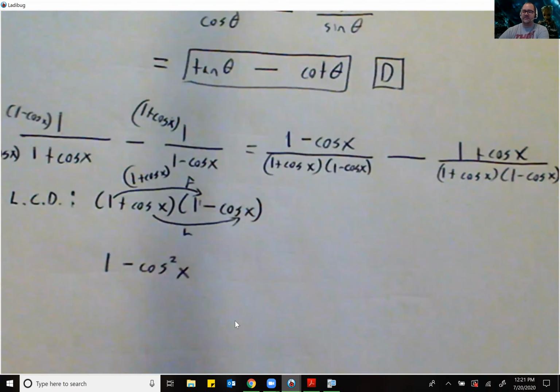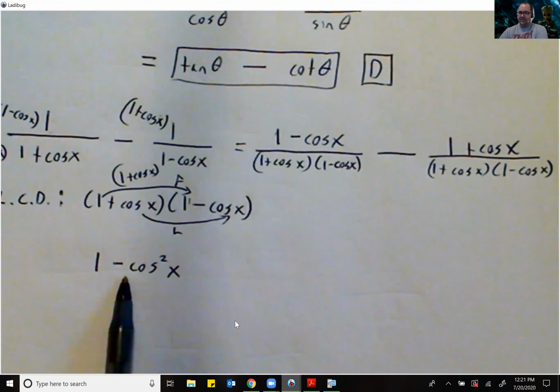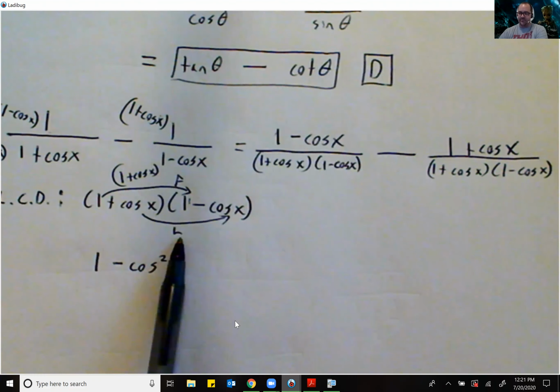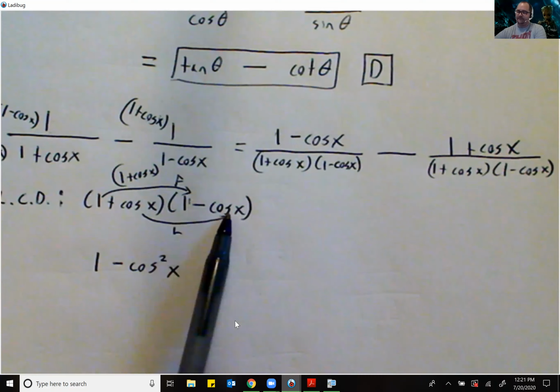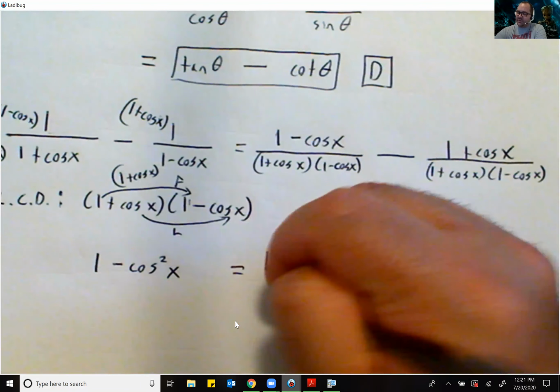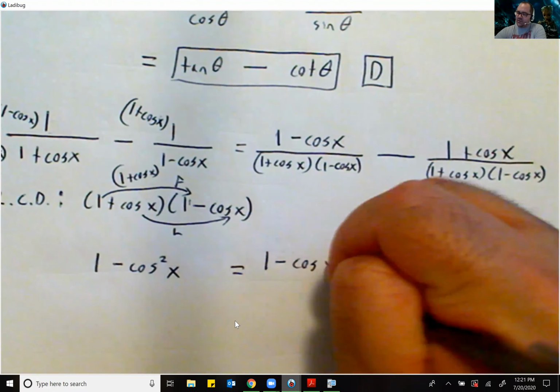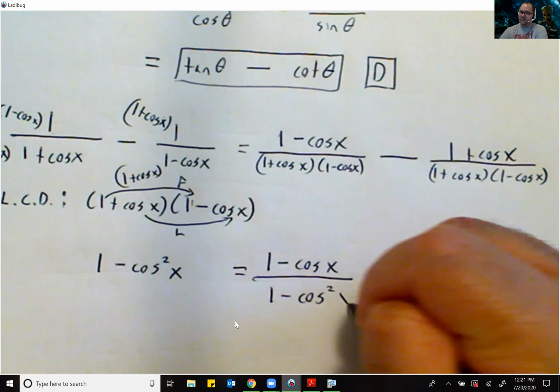Okay, so I'm going to replace this with my denominators up here because this is important to us. And again, the reason why I can Florida this is because the middle terms are going to cancel out because they're conjugates. So what we have then is 1 minus cosine x all over 1 minus cosine squared x.